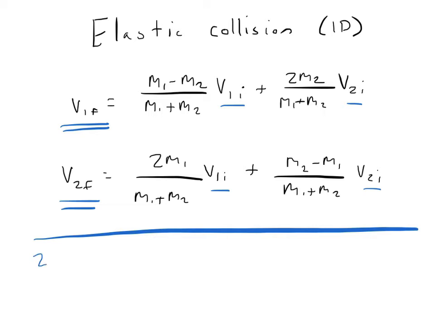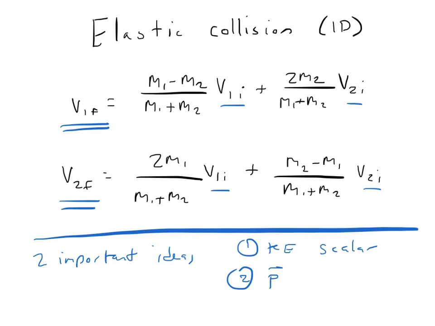Two important ideas to make sure that we are aware of. Kinetic energy is a scalar, so it's just a number, and momentum is a vector. So when we're dealing with momentum, it's very important to keep sign. Direction here matters a lot. So let's think about that in terms of two-dimensional elastic collisions.